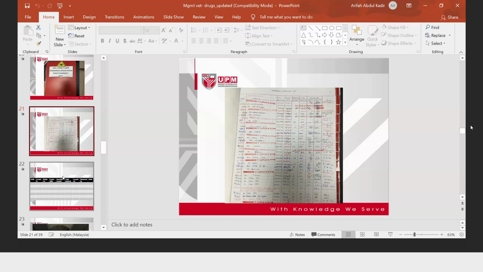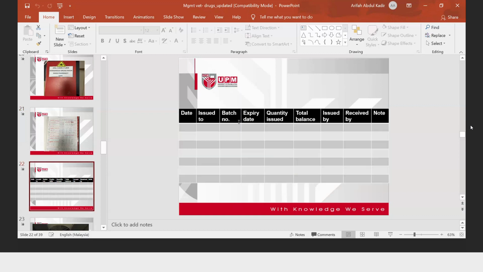Okay, and this is the headings. Okay, ataupun tajuk column.